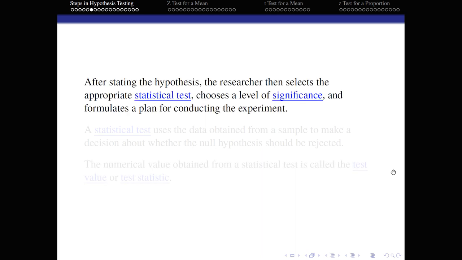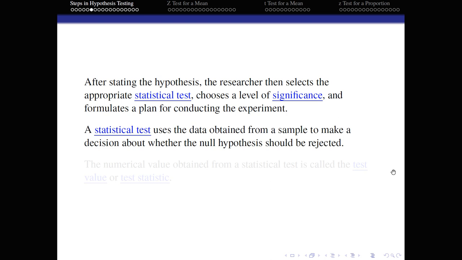All right, so after we state the hypothesis, then we have to choose the statistical test, choose the level of significance, and formulate a plan. Now, the statistical test is going to combine the data in a way that can let us make a decision about our particular case. So a statistical test is going to depend on which parameter we're testing. Is it mu, the mean? Is it p, the proportion? Is it sigma, the standard deviation? The statistical test is going to be based on that. Do I know the population standard deviation? Do I not?